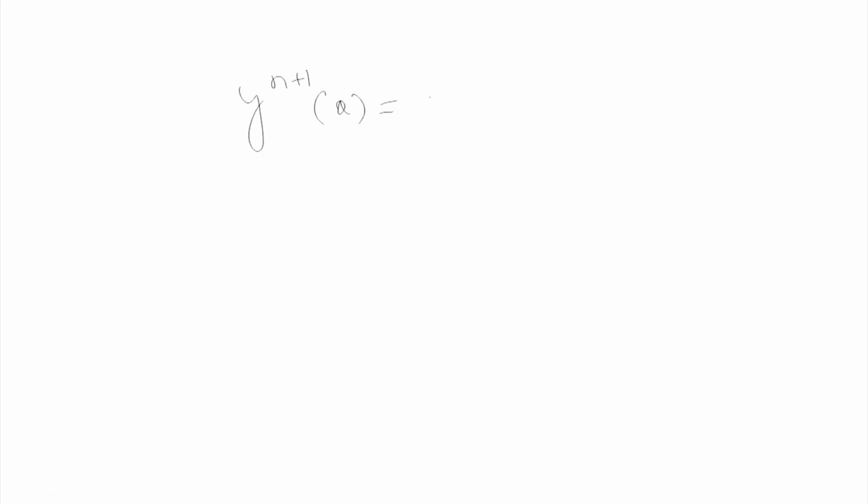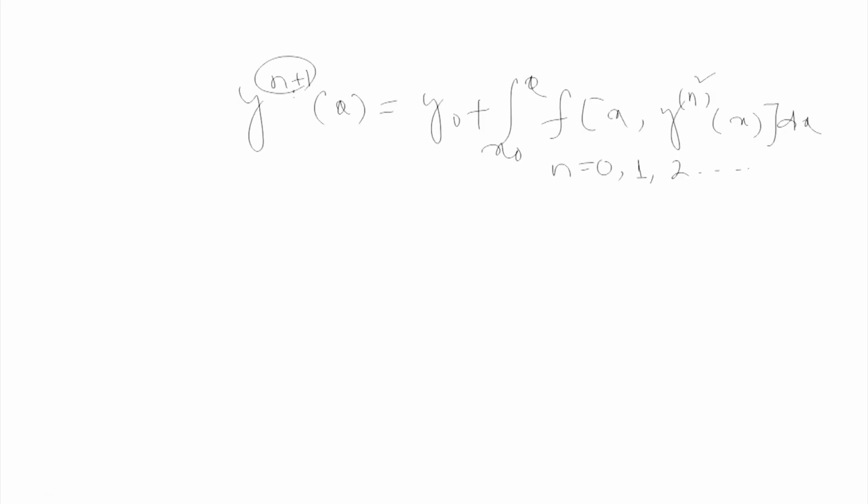This can be written as y naught plus the integral from x0 to x of f of x, y to the power n of x, dx, where n is varying from 0, 1, 2 and so on. And especially we can say that y to the power n denotes the nth iterated value and n plus 1 denotes the n plus 1th iterated value.